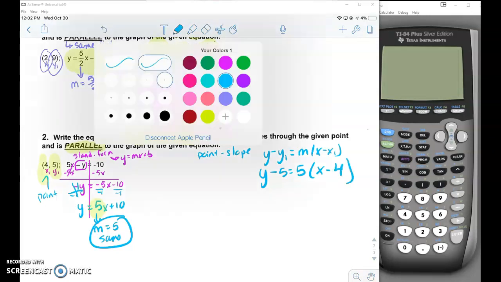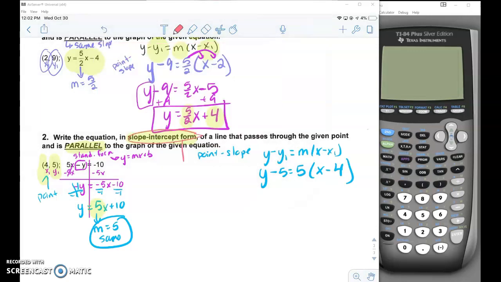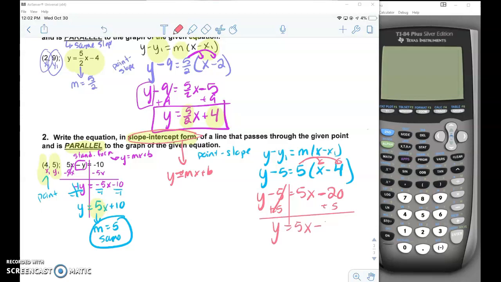We need our final answer to be in slope-intercept form, or y equals mx plus b. So we need to get the y by itself. Begin with distributing. Y minus 5 equals 5x minus 5 times negative 4 is negative 20. Trying to get the y by itself, so I add 5 to both sides. Y equals 5x, negative 20 plus 5 is negative 15. Y equals 5x minus 15.